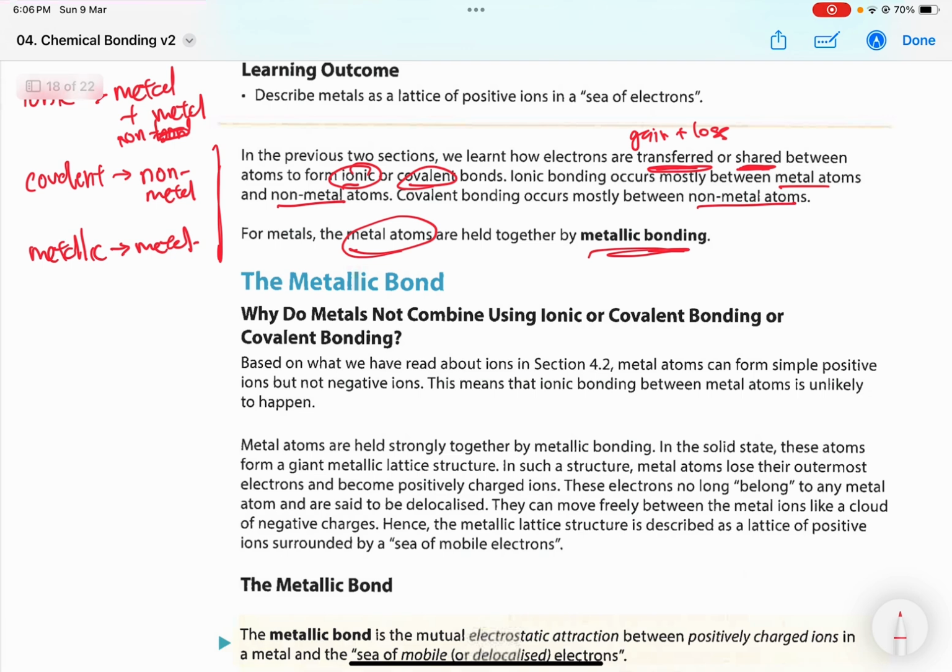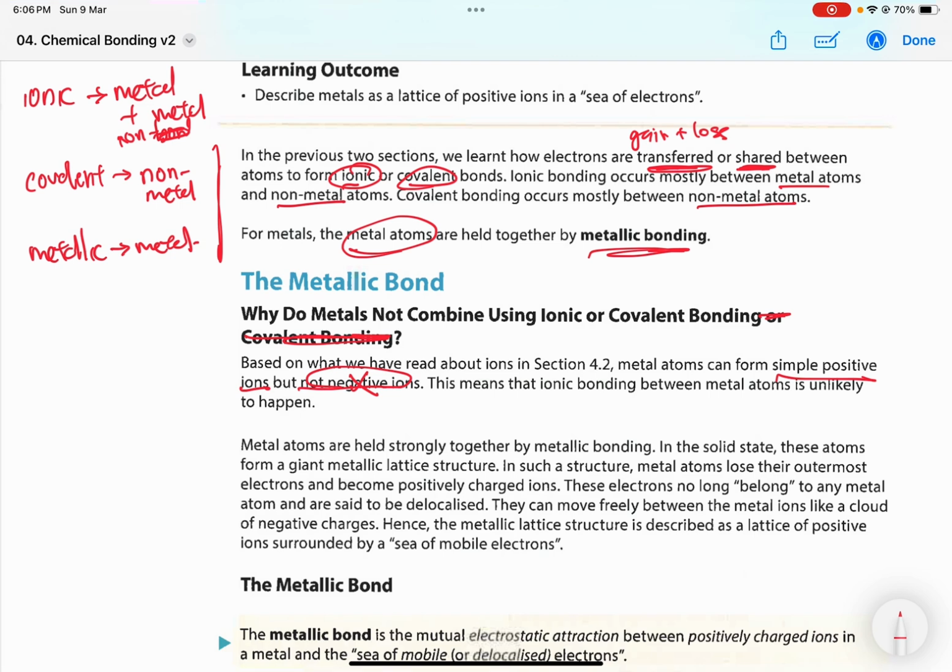Why do metals not combine using ionic or covalent bonding? Why do they not combine using them is because they will usually form simple positive ions, but they cannot form negative ions. If they cannot form negative, they cannot form ionic. And they will normally not share because they don't want to take, they always want to give away electrons. So therefore, they also cannot do covalent. So metal atoms or metal elements tend to form metallic bonds. So what exactly is this metallic bond here?